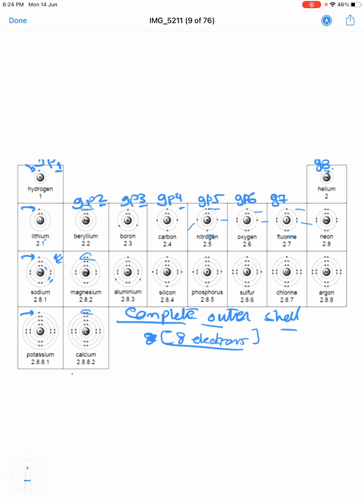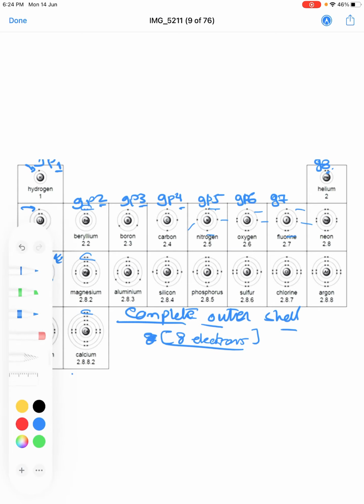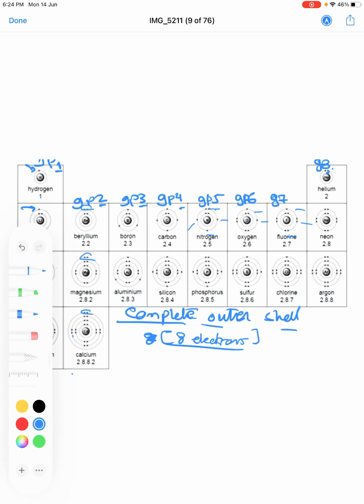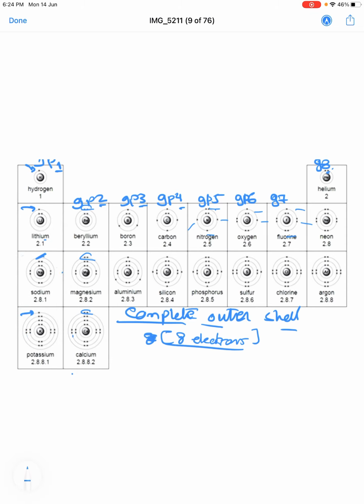Is it easier for sodium to lose this electron up here and then have a complete second shell as its outer shell? Or is it easier to gain 7 electrons on top of this? Or is it easier to just lose this one and then have a complete outer shell? Obviously, the answer is that for sodium, it is easier to lose this electron and so have a complete outer shell. This is a very stable position.